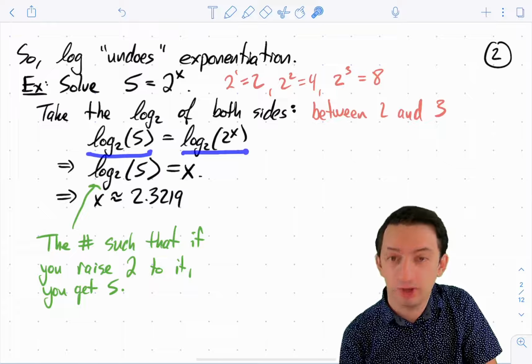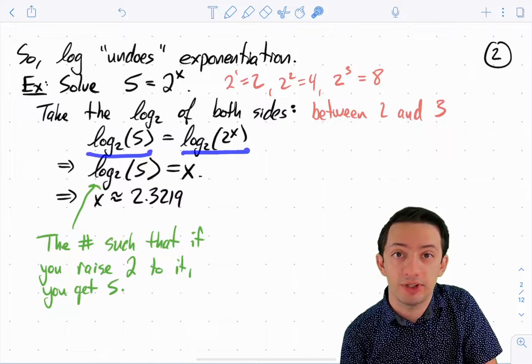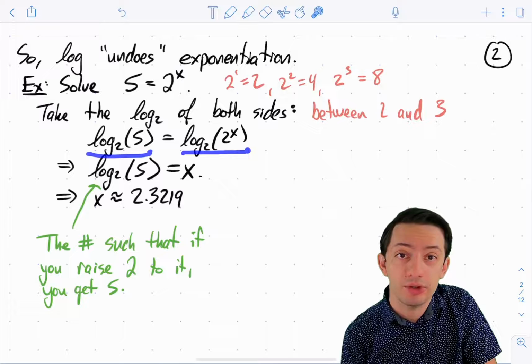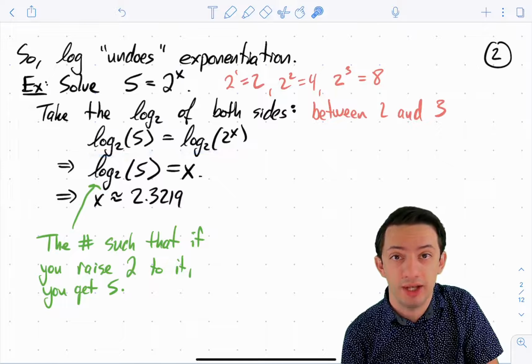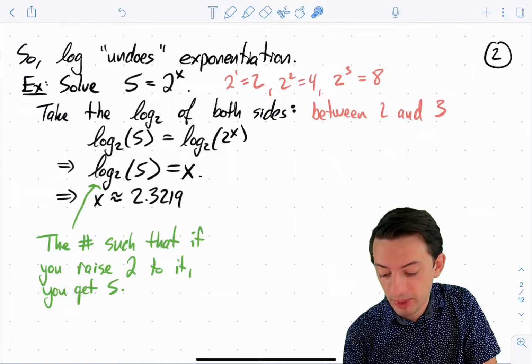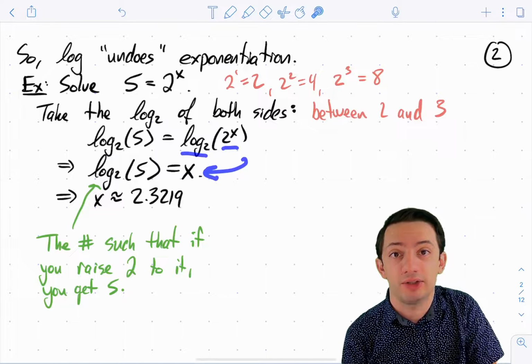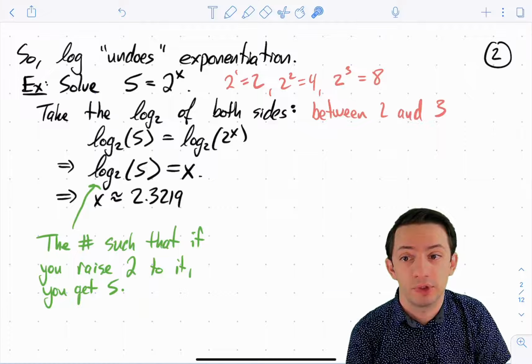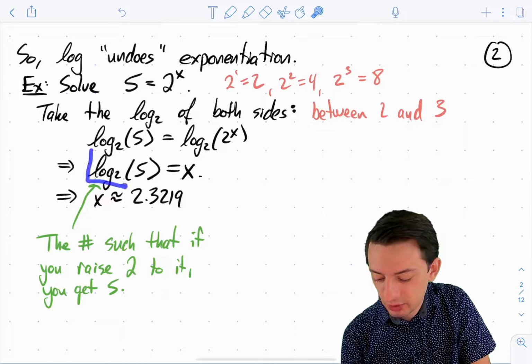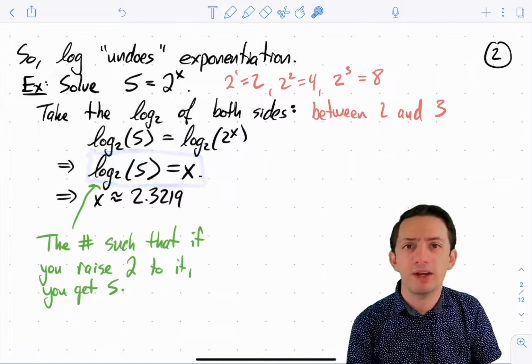On the right-hand side, we have log base 2 of 2 to the x. And the whole point of log base 2 is that it undoes 2 to the x. So when you do log base 2 of 2 to the x, those cancel out, and you just get x. So what we get is that x is equal to log base 2 of 5. And at that point, we've kind of solved the equation.